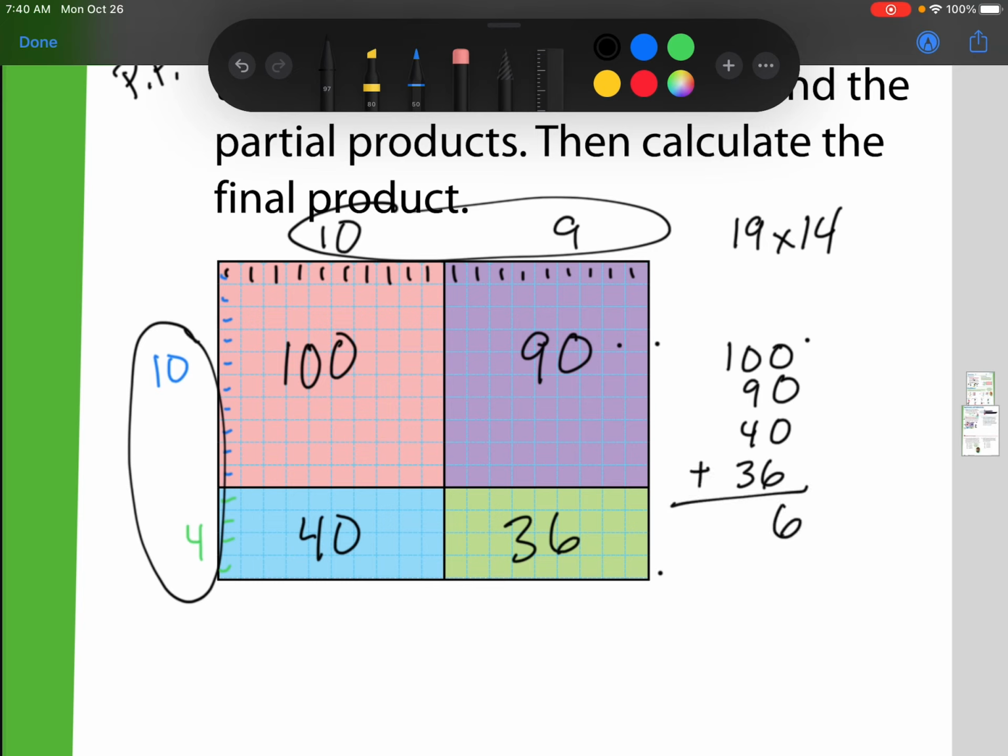9 plus 4 is 13 plus 3 is 16. So I regroup that one. So it's 266.